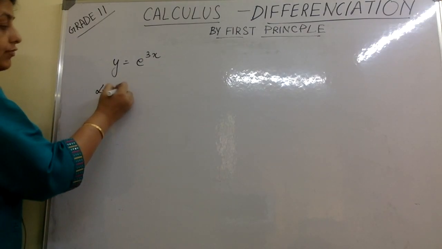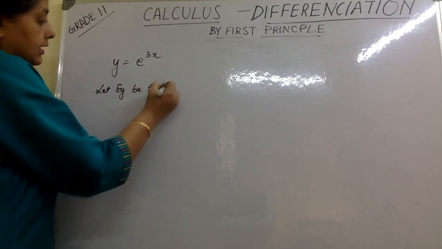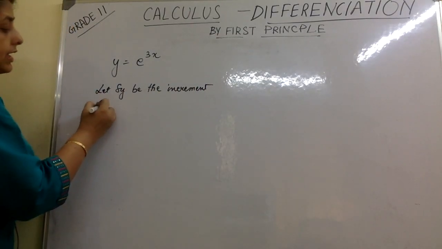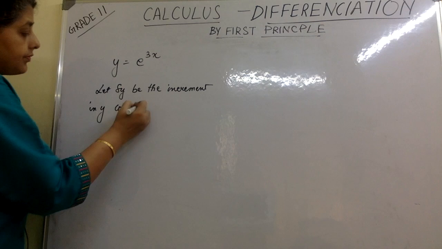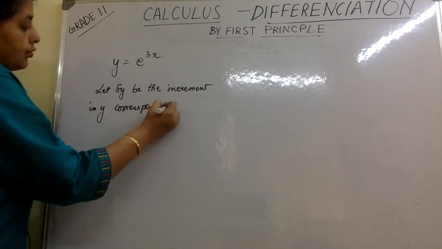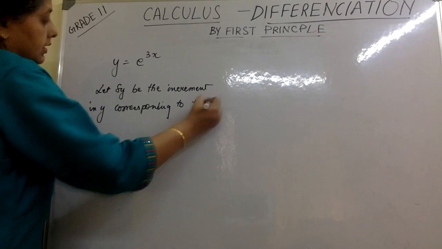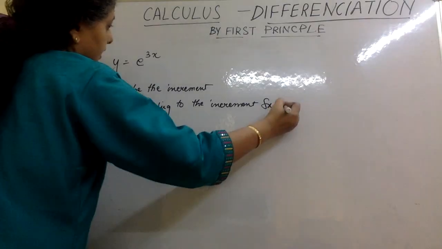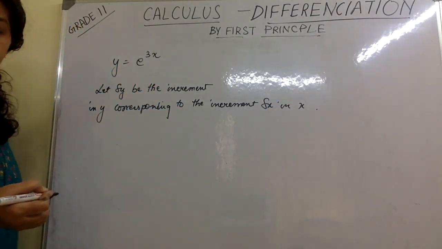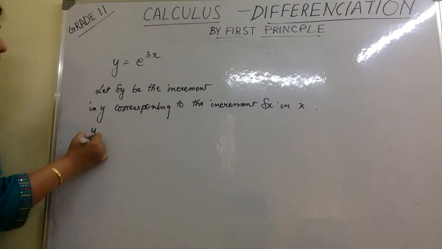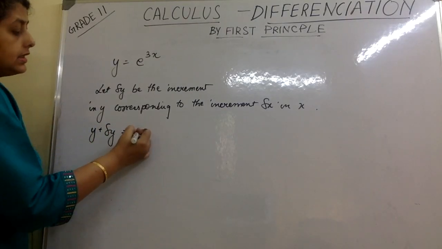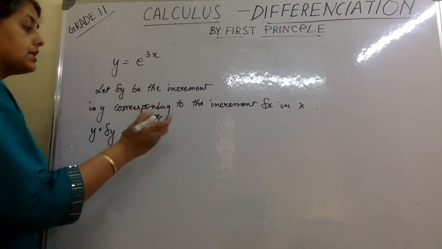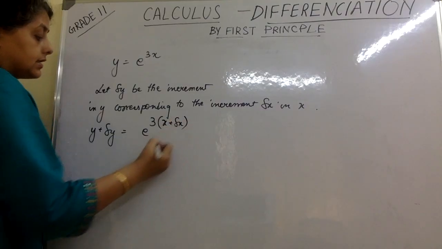Let del y be the increment in y corresponding to the increment del x in x. Okay, so y plus del y is again e to the power of... Now see where we are increasing, only x increases. Don't write 3x plus del x. It is 3 times (x plus del x). Okay.